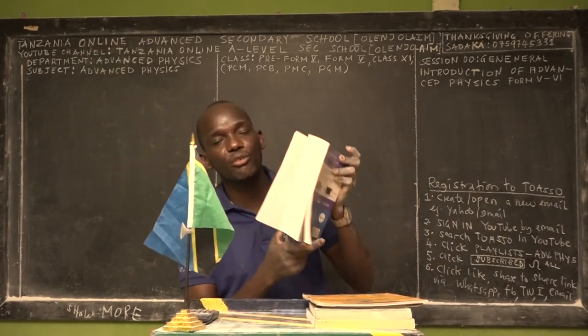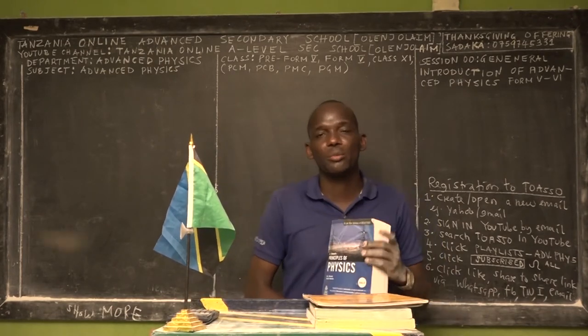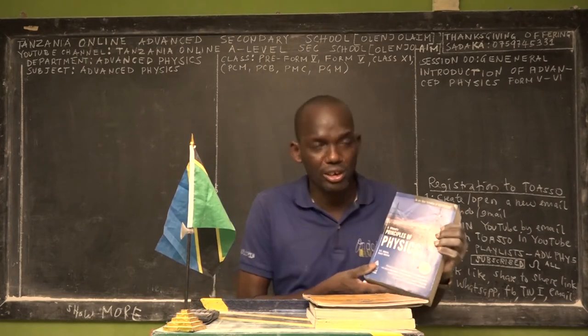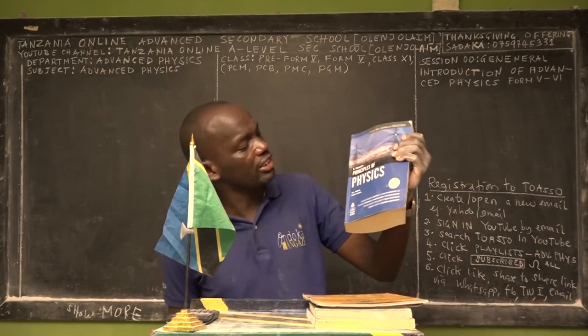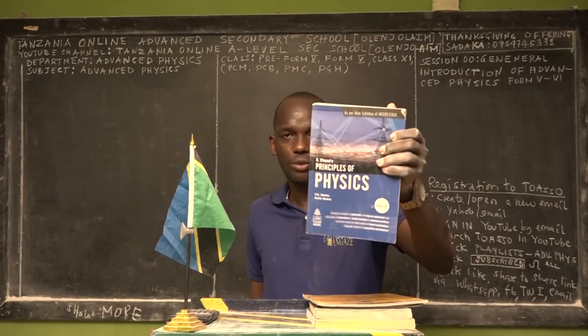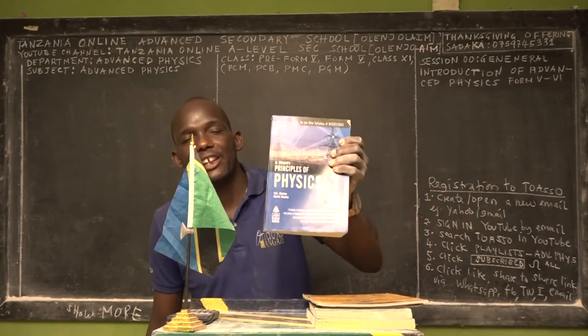Again, we have some reference books, which I will mention, because I mentioned the reference books that you need in order for you to master advanced physics. That is session 00, so it's called S. Chandi's Principles of Physics 1. So this is Chandi 1, and also you have Chandi 2.